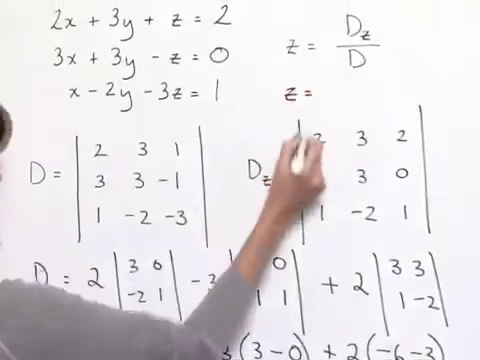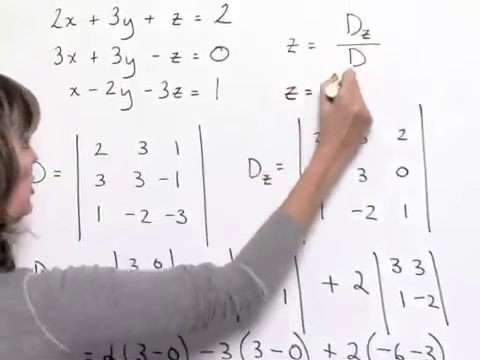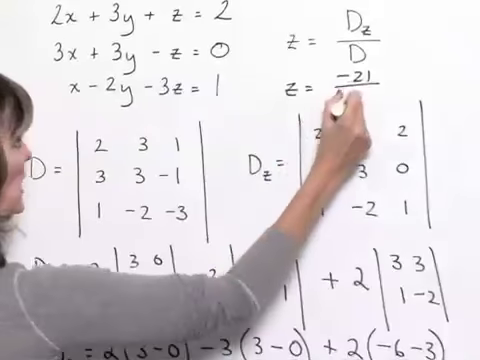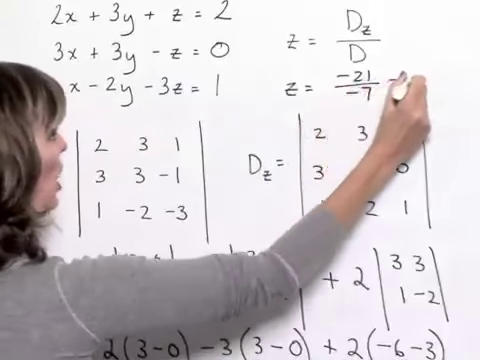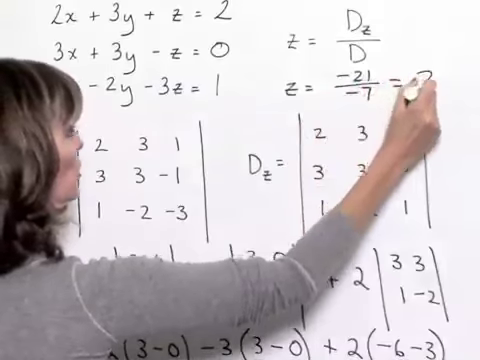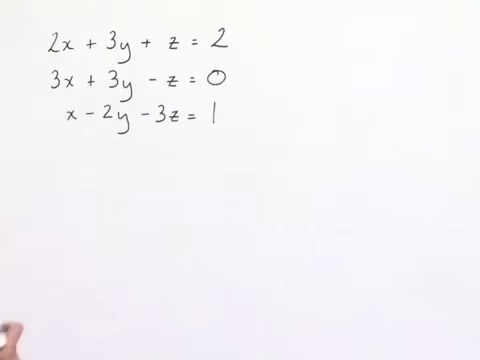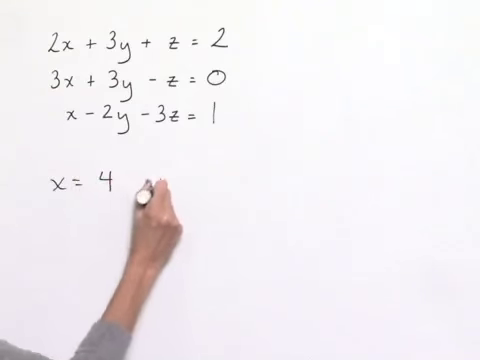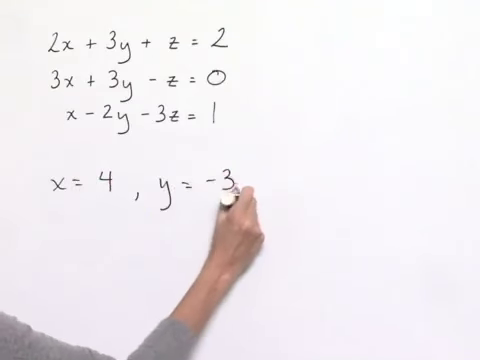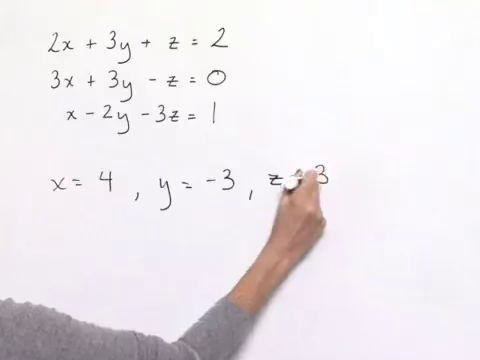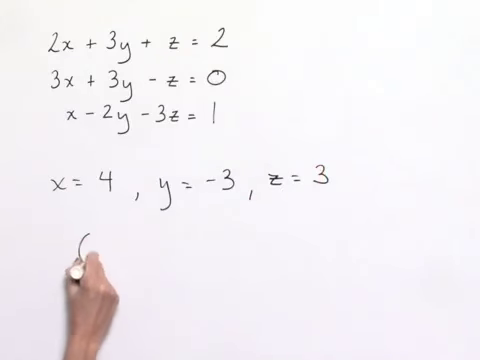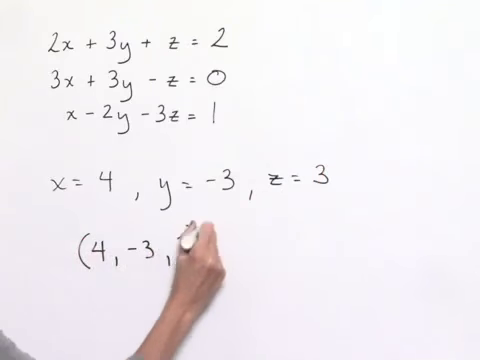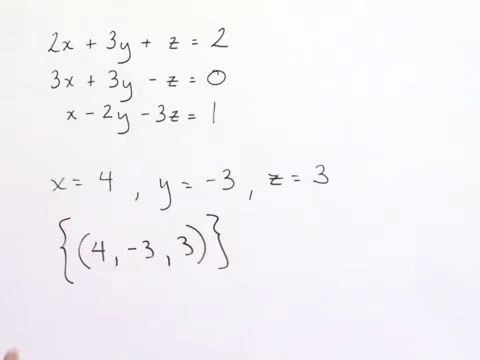Z then equals the value of d sub z, which is negative 21, divided by our previously found result for d of negative 7 to give us our answer for z equals 3. So to summarize, we've determined that our x value equals 4, our y value equals negative 3, and our z value equals positive 3. That's going to give us the ordered triple 4, negative 3, 3 as the solution to this system. We can say that's our solution set.